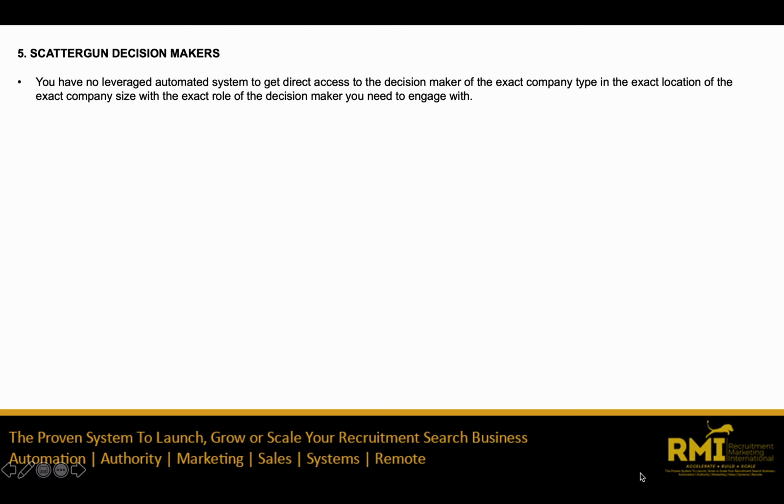Scattergun decision makers. So you've got no automated system to get direct access to the decision maker of the exact company in the exact location of the exact company size with the exact role. I'll say that again. You've got no system to get access to the exact company type, exact location, exact company size, exact role of the decision maker. Keyword: exact. Why? Because it's all based on data in front of you.